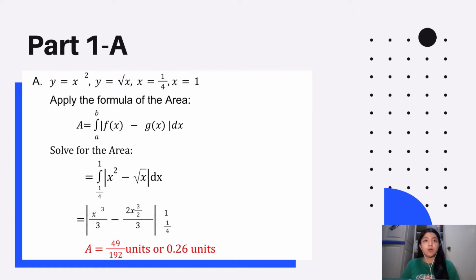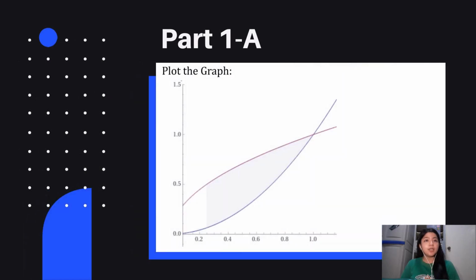After this, we can now use the formula to find the area, giving us the final answer of 49/192, or 0.26 square units. Now, here is the visual representation of the graph.